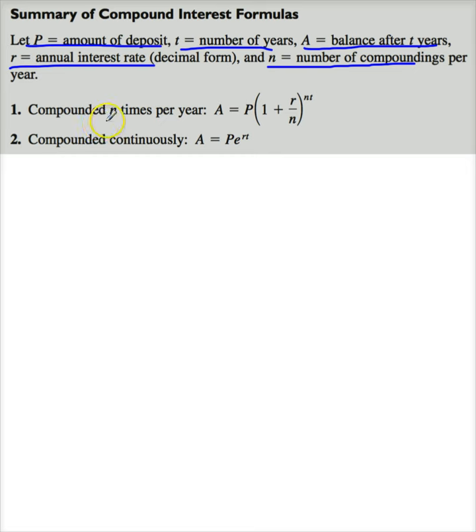If it is compounded n times per year, then the amount after T years is P times (1 + R/N), all this to the power of NT. While if it is compounded continuously, the amount is P times e to the RT.